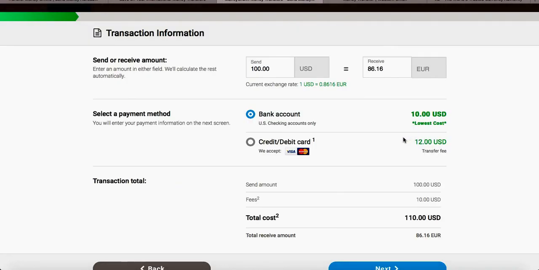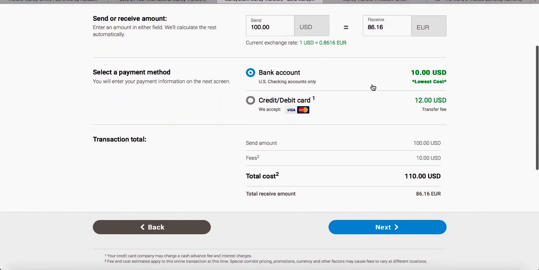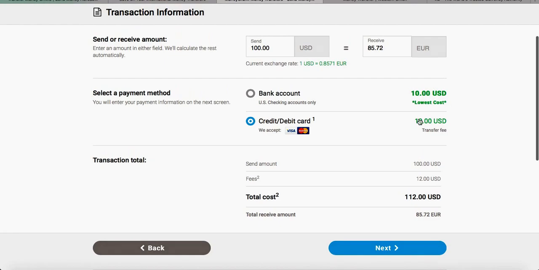And they also charge fees. For the $100, they're going to add a $10 transfer fee if you are using a bank account. If you're going to use a credit card, they're going to charge you $12. So you're going to end up paying 112 and getting only 86 euros on the other side. If you are sending a larger amount of money, the fee is going to be higher and the loss is going to be less, so it's not giving you the best amount of money for your dollar.